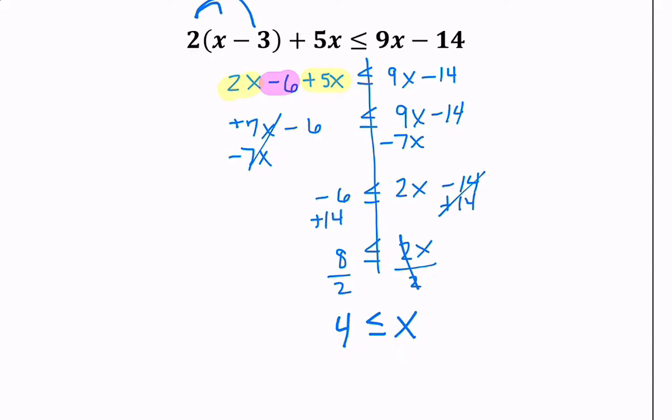The only thing is it's written improperly, and the reason it's improper is because I want the x on the other side. So I need to flip-flop what's on each side. So I want x on this side, I want 4 on this side. But if I'm going to flip-flop what's on either side, I also have to flip-flop my sign.